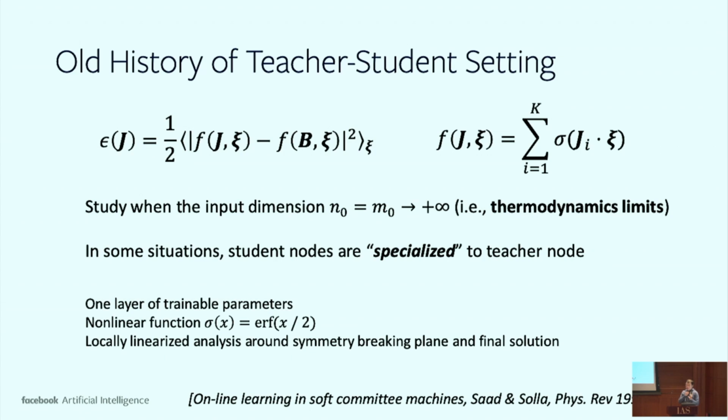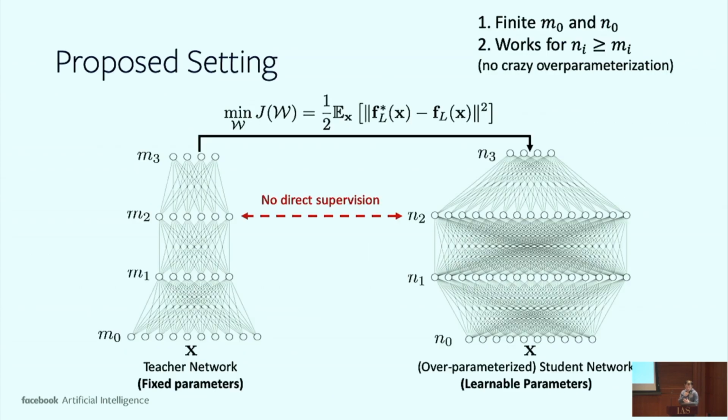You can write down the dynamics in analytical form, and these dynamics can give you very good insights on how the teacher and student interact with each other. In some situations, the student nodes can actually be shown to specialize to teacher nodes. But this specialization is shown basically with local linearized analysis. So in this talk, I'm going to talk about an extension of this work. This is a recent work that we have been working on.